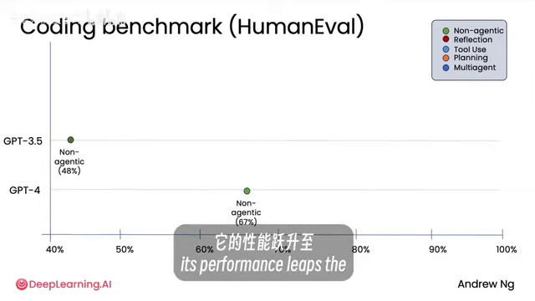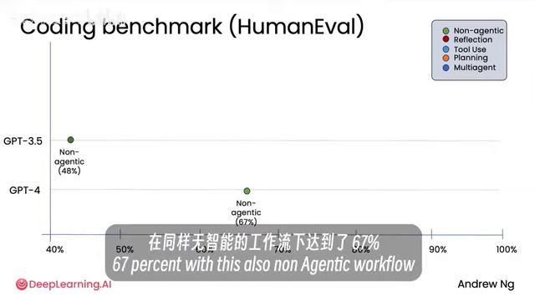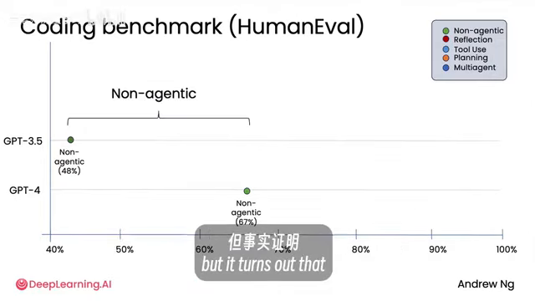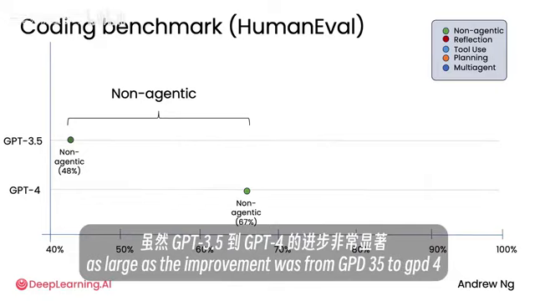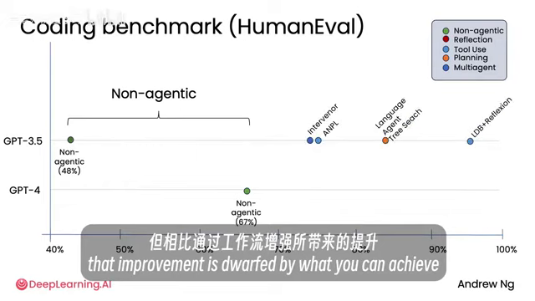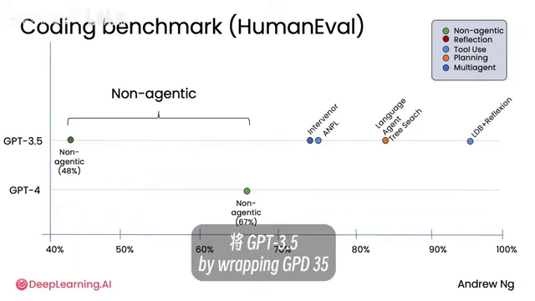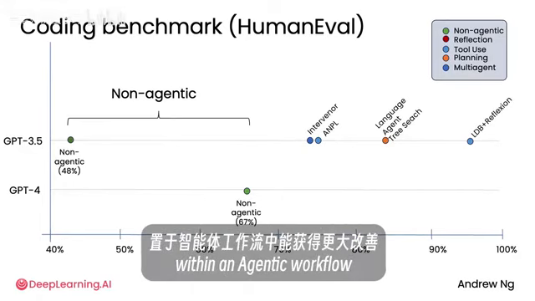GPT-4 is a much better model. Its performance leaps to 67% with this also non-agentic workflow. But it turns out that as large as the improvement was from GPT-3.5 to GPT-4, that improvement is dwarfed by what you can achieve by wrapping GPT-3.5 within an agentic workflow.